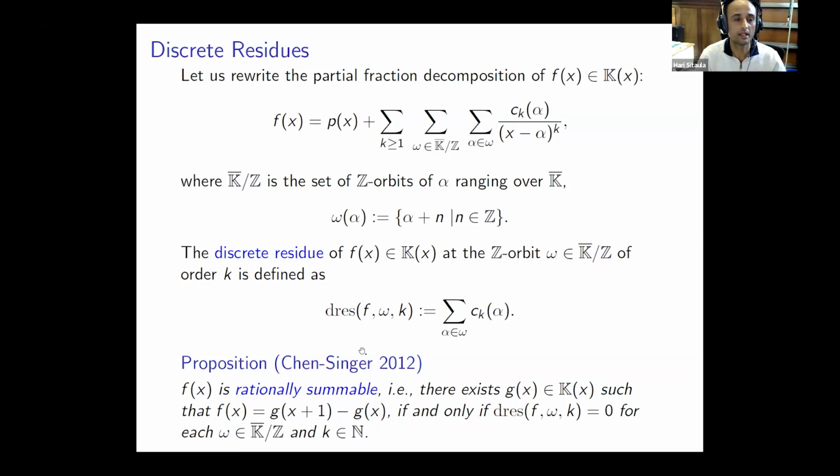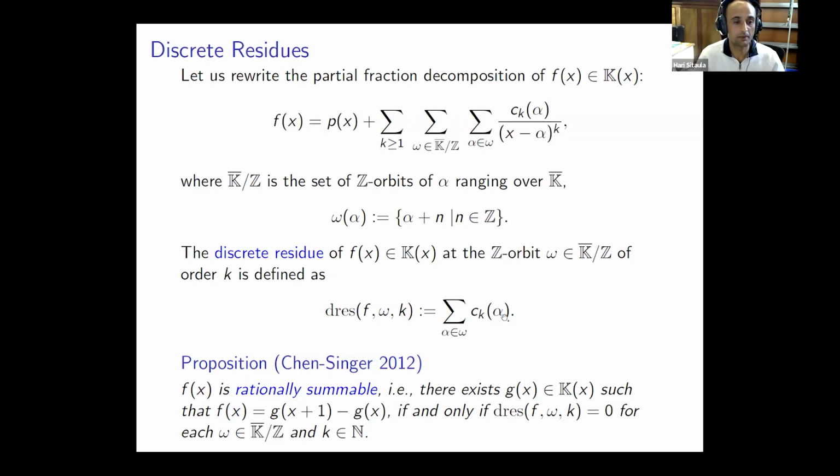Okay, and then here is a proposition proposed by Chen and Singer back in 2012, which is very analogous to the necessary and sufficient condition to check the rational integrability of a rational function in the classical scenario. But here, rational integrability is replaced by rational summability. In fact, a rational function in this form is rationally summable if and only if the discrete residue of this rational function f in any orbit omega and any order k is 0. That means the discrete residue of this rational function in any orbit and any order equals 0.